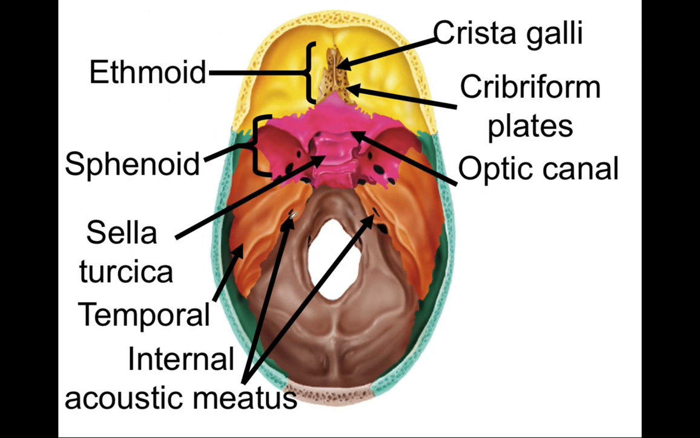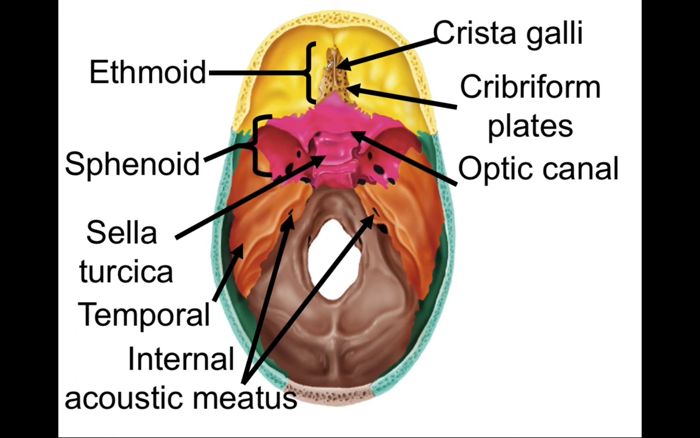But the internal acoustic meatus will also be necessary so that the cranial nerves that will travel out and bring hearing information in from the ears will have a place to go. So these are the internal acoustic meati. These can be found on the interior side of the temporal bone.